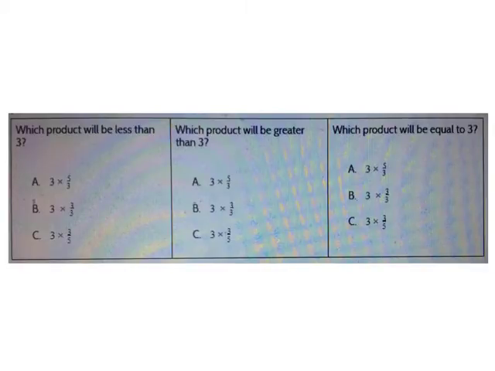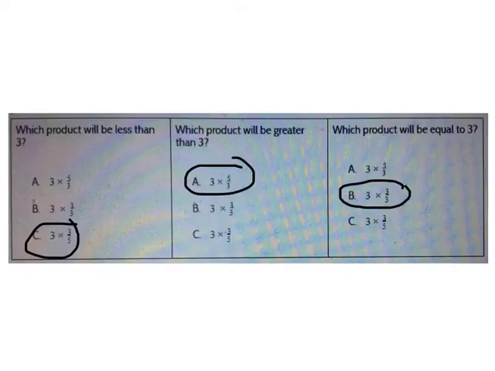Now you try 3 on your own. Which product will be less than 3? The correct answer is C, because 3/5 is less than 1. Which product will be greater than 3? The correct answer is A, because 5/3 is greater than 1. Which product will be equal to 3? The correct answer is B, because 3/3 is equal to 1.